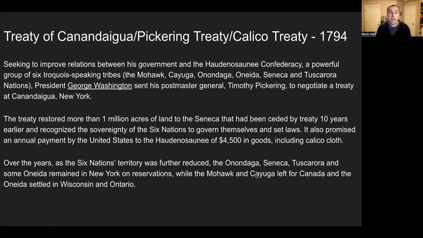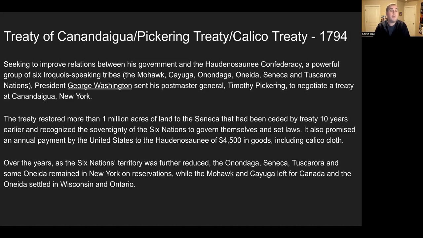Then comes the Treaty of Canandaigua, Pickering Treaty, or Calico Treaty. So some of these treaties have more than one name, and it took place in 1794. Seeking to improve relations between his government and the Haudenosaunee Confederacy, a powerful group of 6 Iroquois-speaking tribes, the Mohawk, Cayuga, Onondaga, Oneida, Seneca, and Tuscarora nations. President George Washington sent his Postmaster General, Timothy Pickering, to negotiate a treaty in Canandaigua, New York. So George Washington, who was president at the time, wanted to improve relationships with those 6 Native American nations.